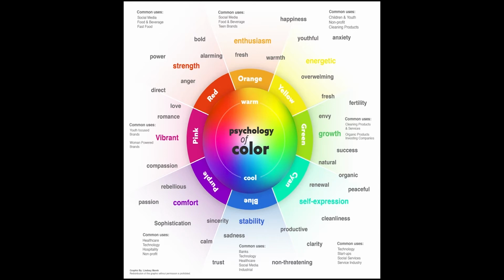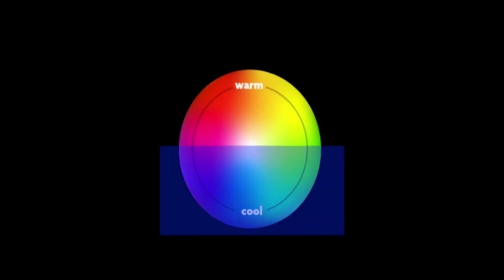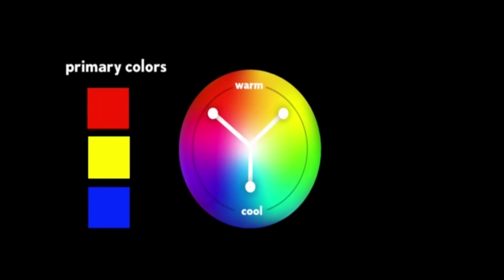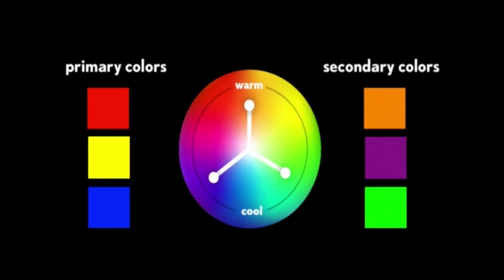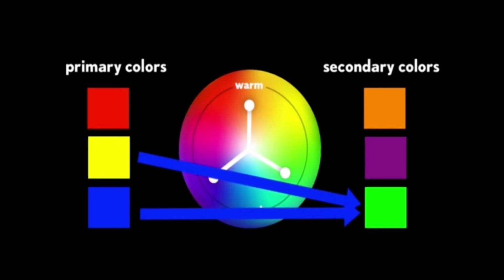First of all, color can either be warm or cold, depending on where it falls on the color wheel. Warmer colors means your oranges, yellows and reds, and cooler colors being your greens, blues and purples. The three primary colors are red, yellow and blue. You can use these three colors to create secondary colors, which are orange, purple and green. For instance, mixing red and blue together makes purple, and yellow and blue together make green.